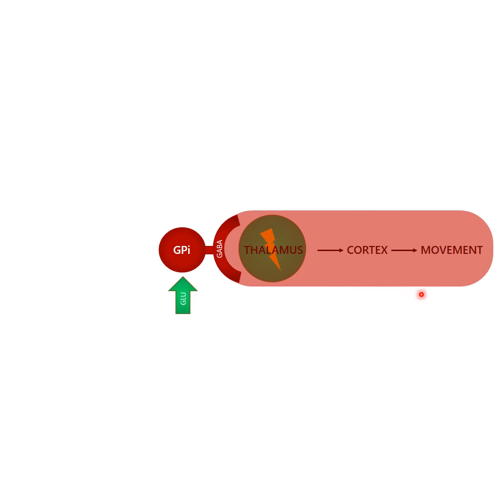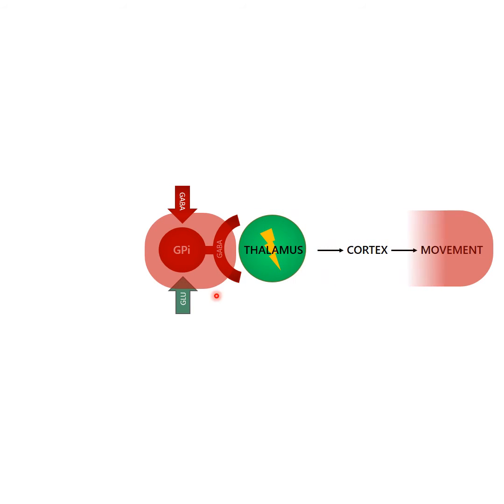If you want movement to occur, you need to inhibit this structure. Okay, you need to release the thalamus from this tonic inhibition, and we're going to do that with GABA. So if you have GABA here, you're going to inhibit the globus pallidus internus, and that's going to release the thalamus. Thalamus is free now to excite the cortex and cause movement. So we're going to focus on these inputs here.